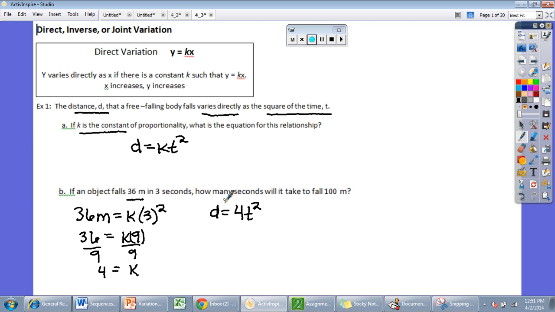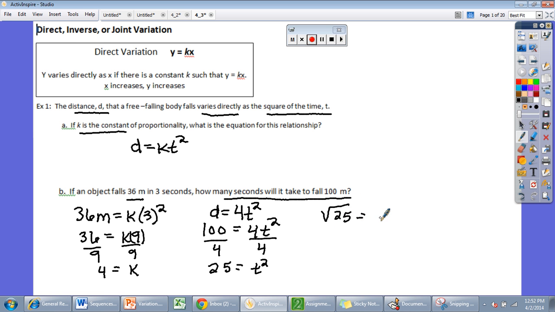So now we want to know how many seconds it will take to fall 100 meters. So now we're putting 100 in for d and we're solving for t. So we're going to divide both sides by 4. 25 is equal to t squared. We take the square root of 25, which gives us 5 seconds for time. And normally when we take square roots, we want the plus and minus, but because we're solving a word problem, we don't want to talk about negative 5 seconds. So that's the answer to this question here.